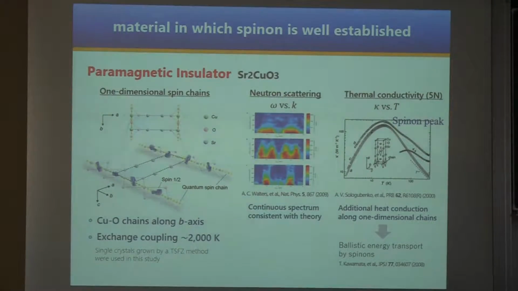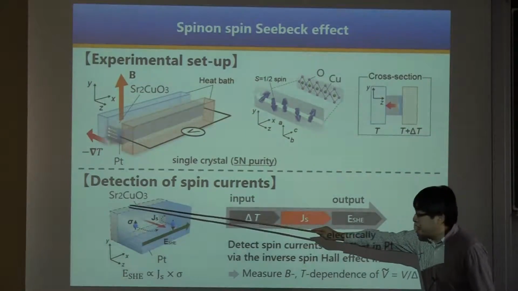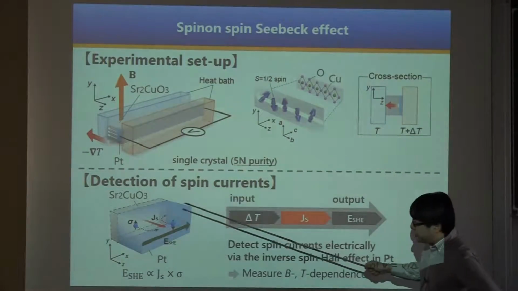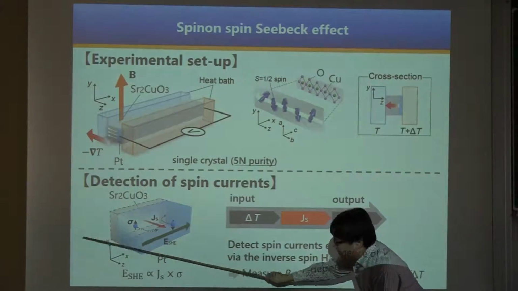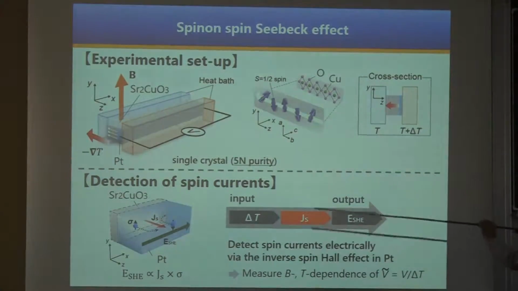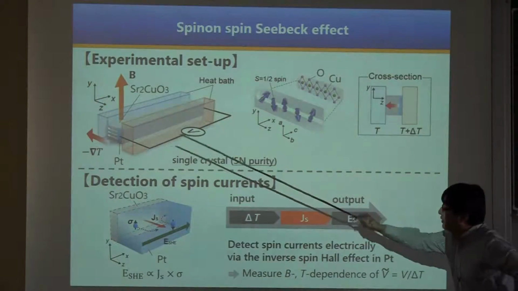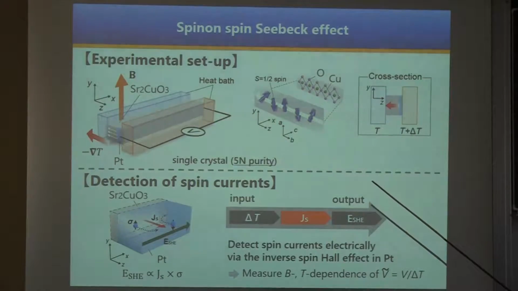We measure the spinon spin Seebeck effect in this material by putting platinum on top of the strontium copper oxide 213 material. The spin chain direction is like this. So we put a platinum perpendicular to the spin chain like this. And we apply heat current along the spin chain. And we measure the spin Seebeck effect.